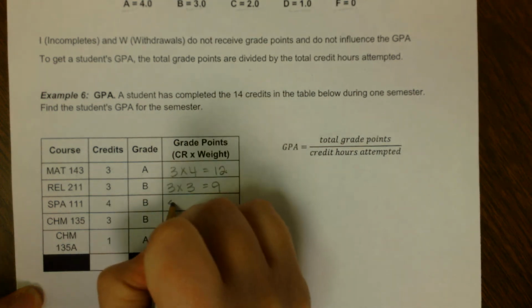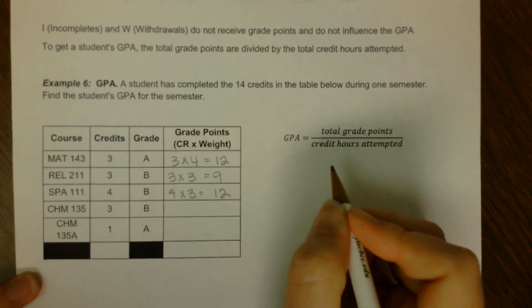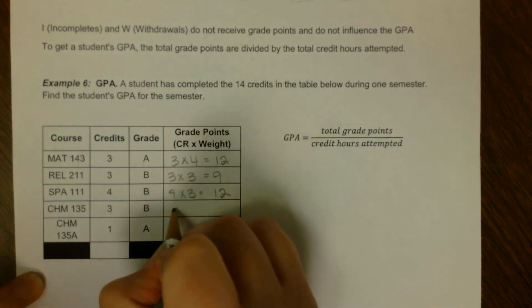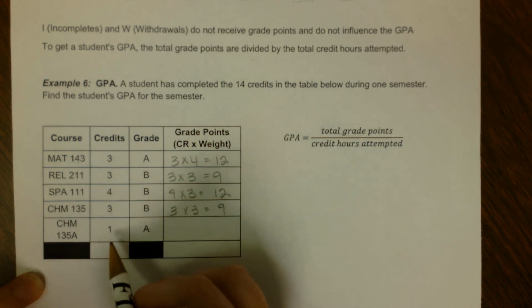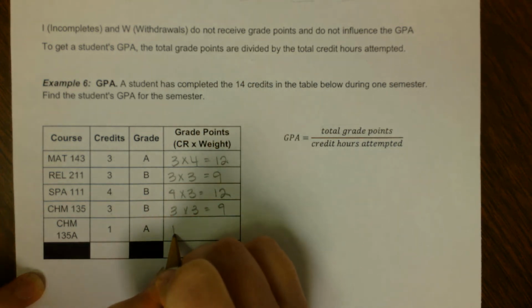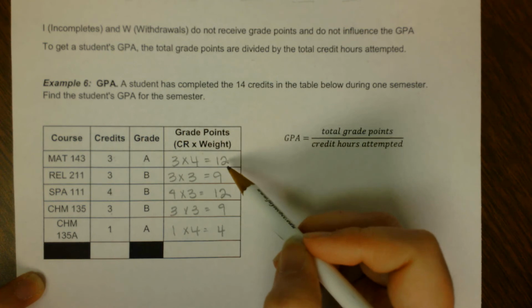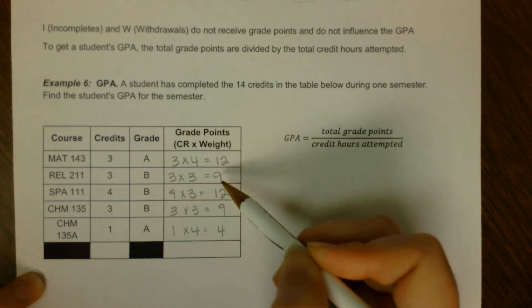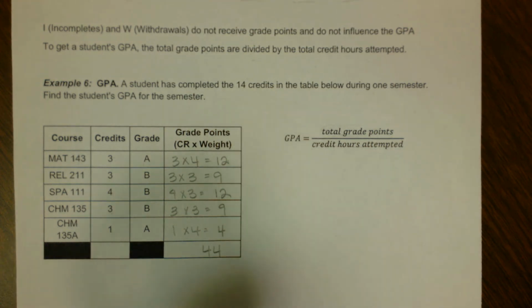Spanish gives you 4 credits, and a B gives you 3 points, so it would be 12 grade points. For Chem 135, you have 3 credits, and a B gives you 3 points, so that's 9 grade points. The Chem 135A gives you one credit, and an A gives you 4 points. You get 4 grade points. So total, you have 12, then 21, 33, 40, and 44. So you have 44 grade points overall.